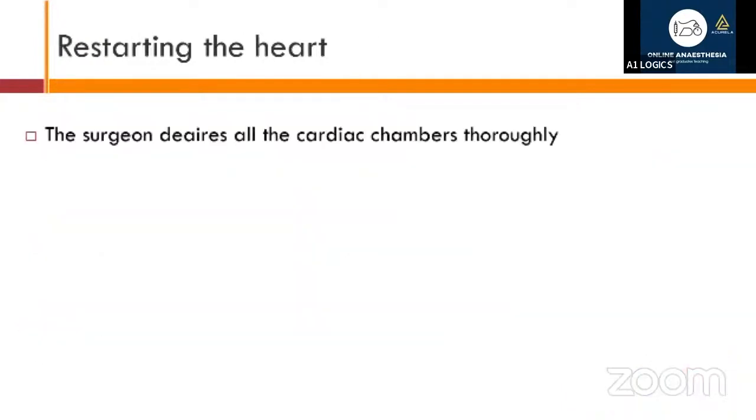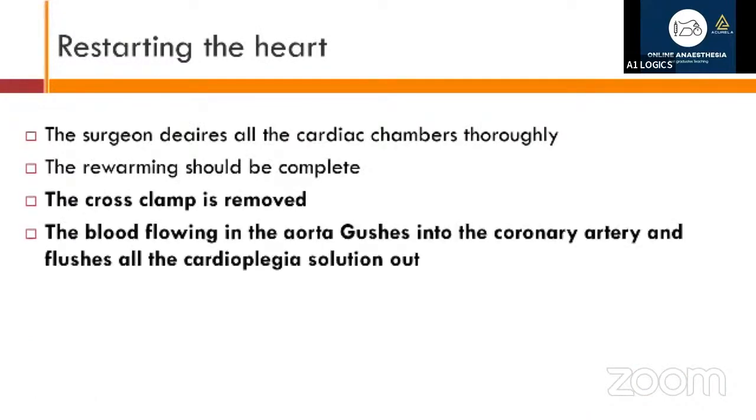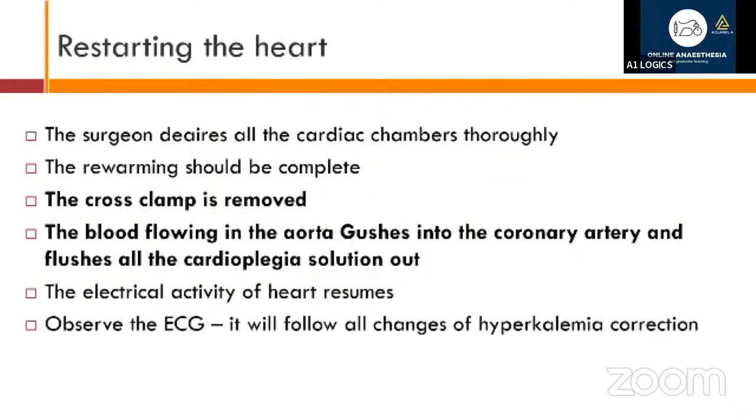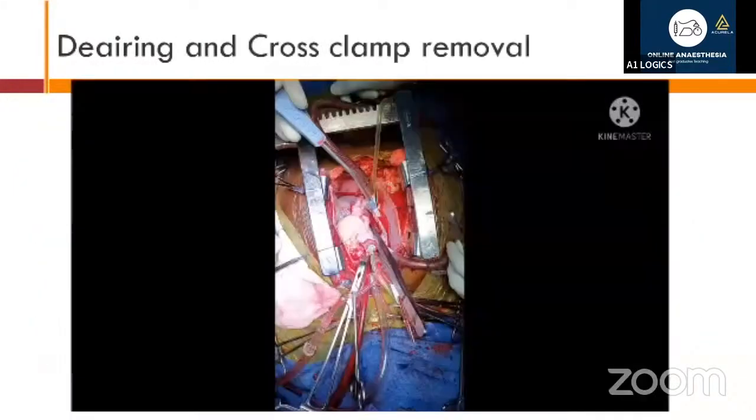So once the patient is completely de-aired, the cross clamp is removed. Once the cross clamp is removed, the blood from the systemic circulation will rush into the coronary arteries and flush the cardioplegia solution out. The electrical activity of the heart will start to resume. See, when you went into the pump, it followed the features of hyperkalemia and it went into an arrest. Now here, from an arrest, through features of hyperkalemia, the sinus rhythm will start coming. But even if it doesn't come, it's no problem. You can put on a pacer and allow the heart to contract well.